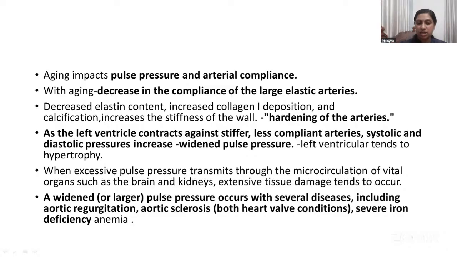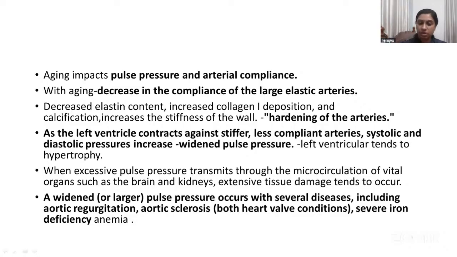When excessive pulse pressure transmits through the microcirculation of vital organs such as the brain and kidneys, extensive tissue damage occurs. Why? Because proper blood supply is not reaching the brain. The ventricle has to exert more pressure to make the blood supply adequate for the vital organs, thereby causing ischemia of the vital organs.